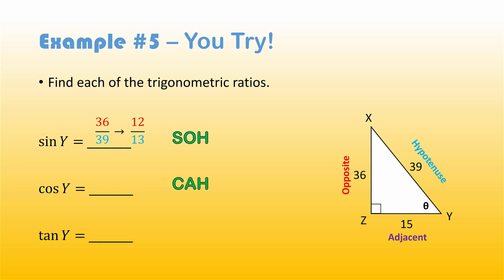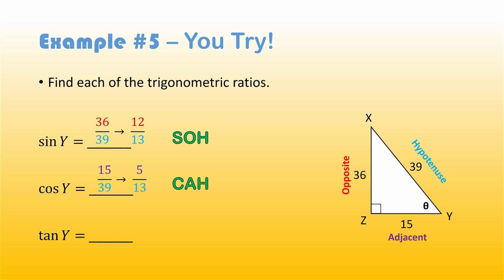Adjacent over hypotenuse. Adjacent is 15 and the hypotenuse is 39. And each of these are also divisible by 3. 15 divided by 3 is 5. 39 divided by 3 is 13.